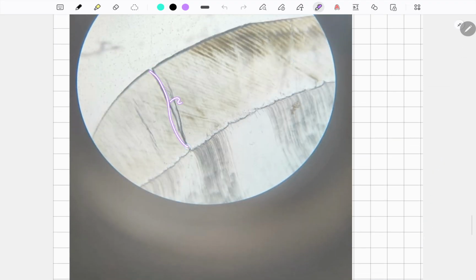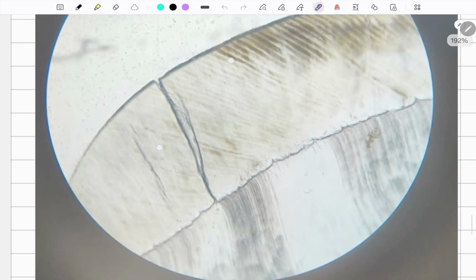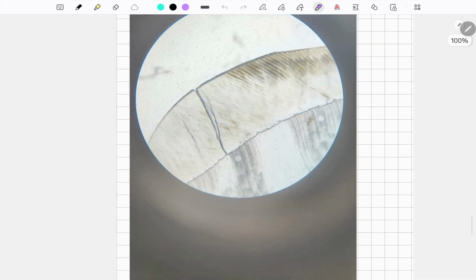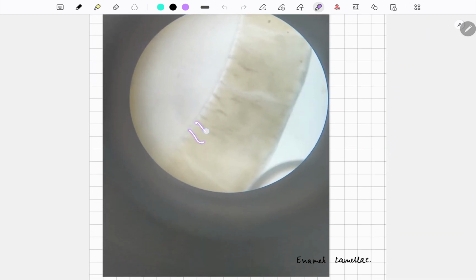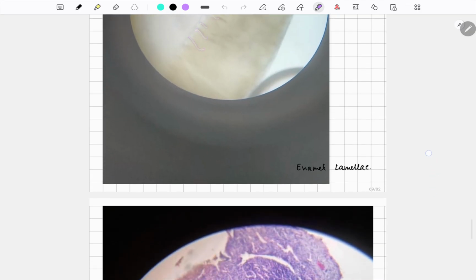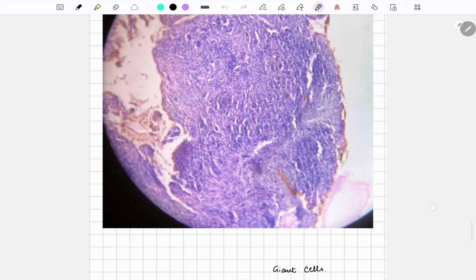This is just crack present in the tooth. This is not a lamella. As you can see, this is the fractured tooth over here. The next, this is dental lamella. Moving on to next slide.